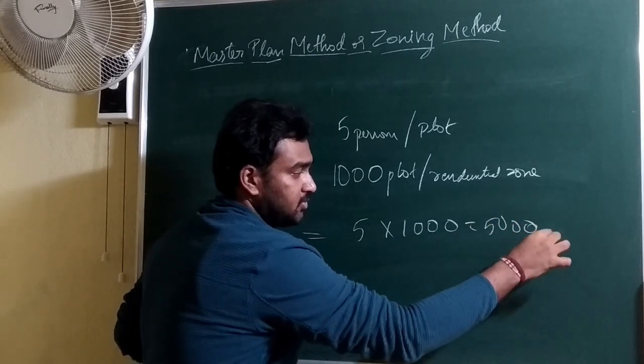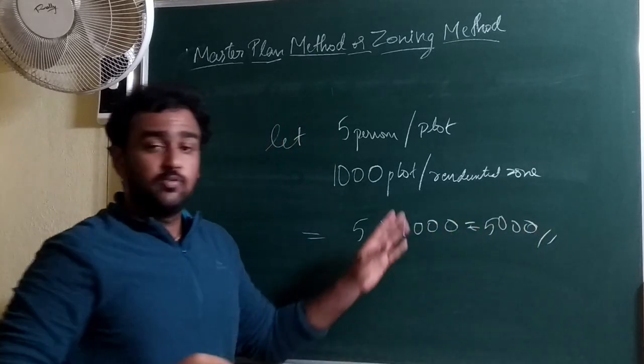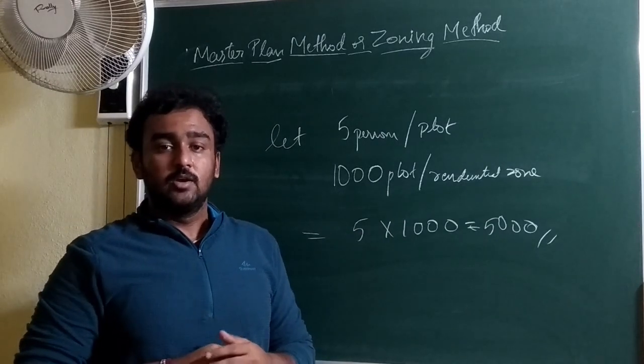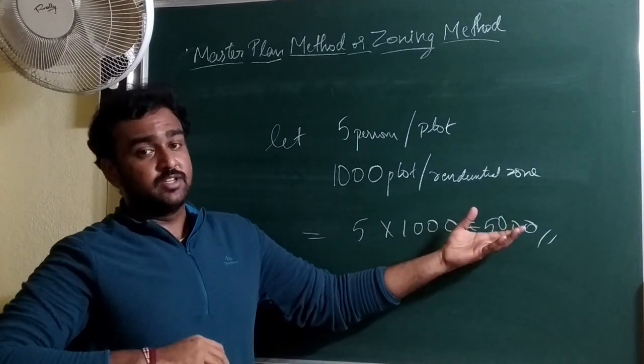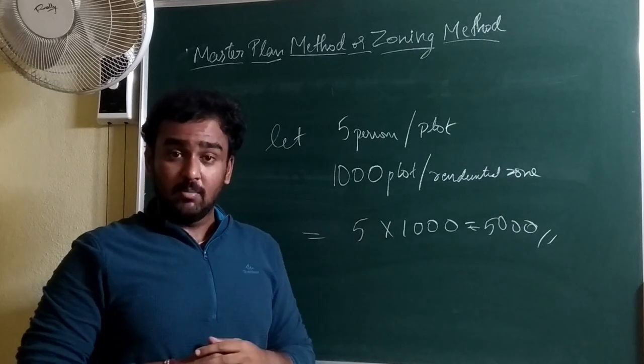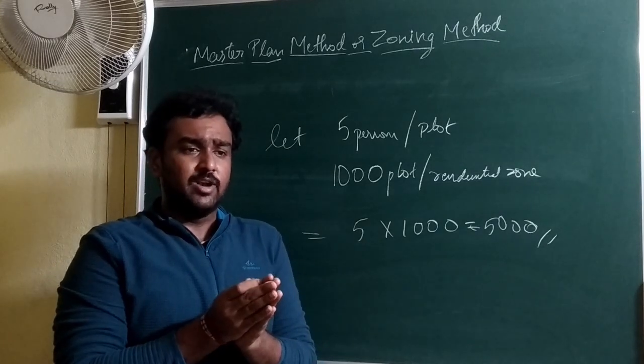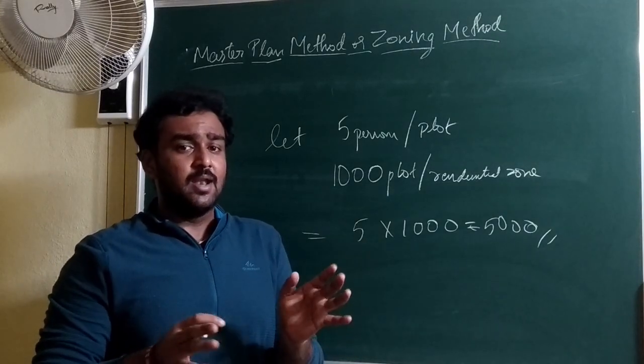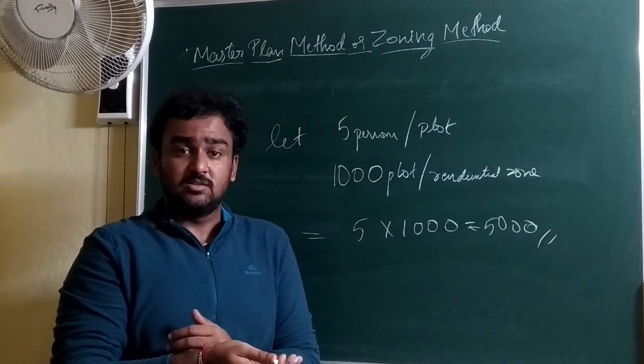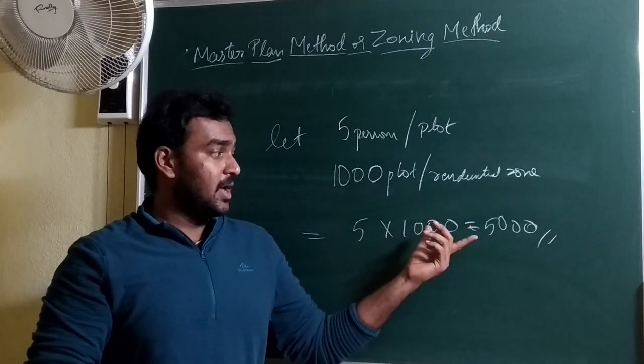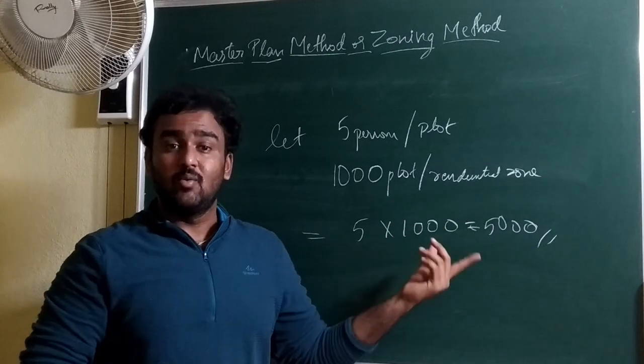5000. So this will be the population when the city is fully developed. This is how we will estimate the population using the zoning method. It is a very suitable method when cities are well zoned and water supply systems are considered, so that we can supply the water as per the requirements.